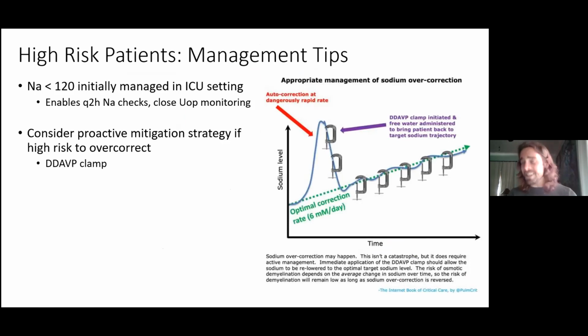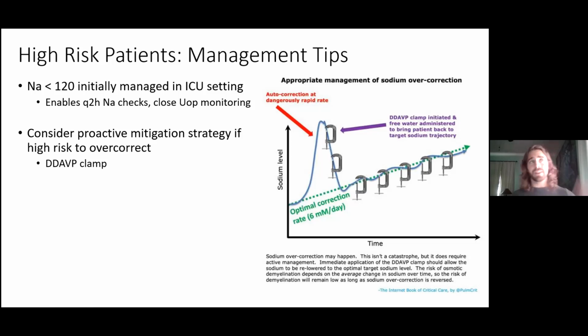So yeah, a DDAVP clamp, which Nick is mentioning, is something that can be used for these high risk patients. But again, if it's less than 120, you really probably should watch these patients in the ICU at least first. It enables really frequent sodium checks. And then also it allows for close urine output monitoring.